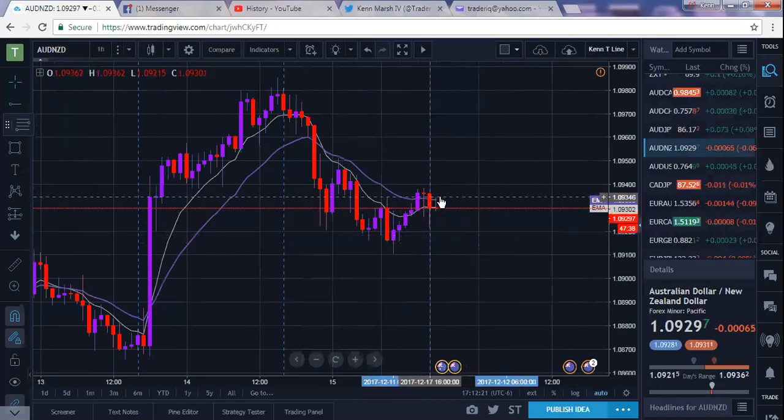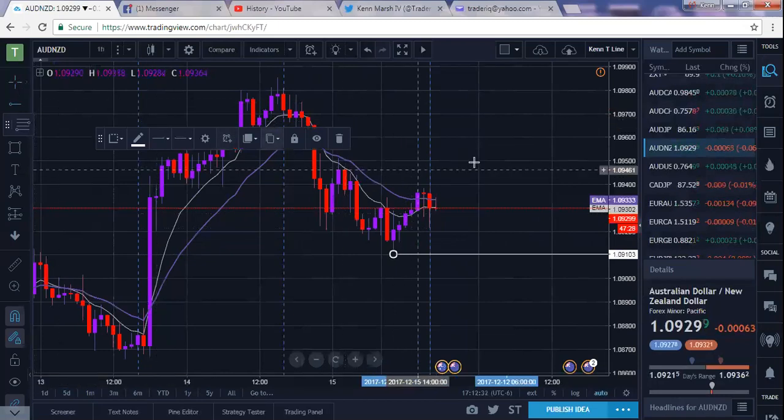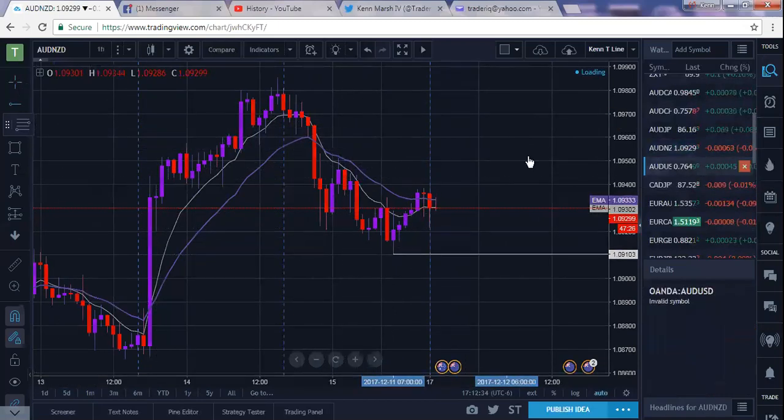Not expecting at this point for it to come all the way down here yet. It'd have to break this low first, then pull back before I'd be interested in that. Let me go ahead and mark that off. But for now, nothing going on there.